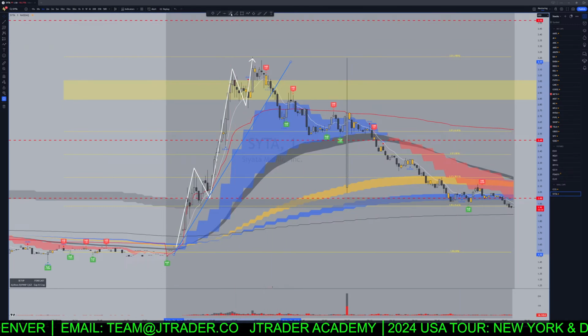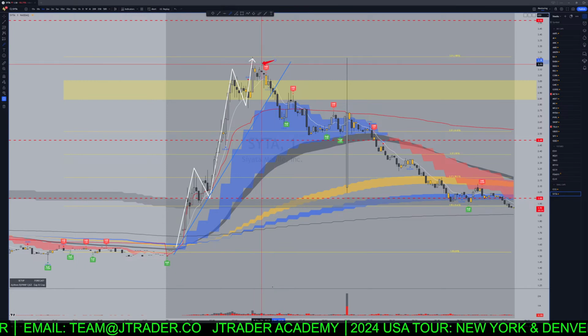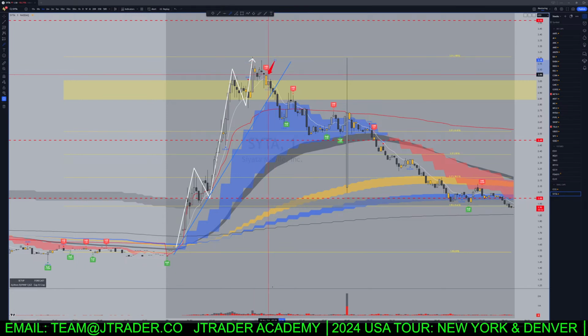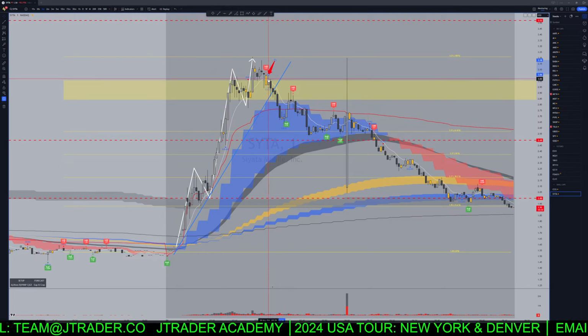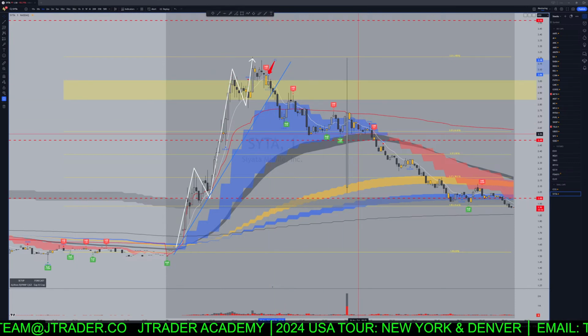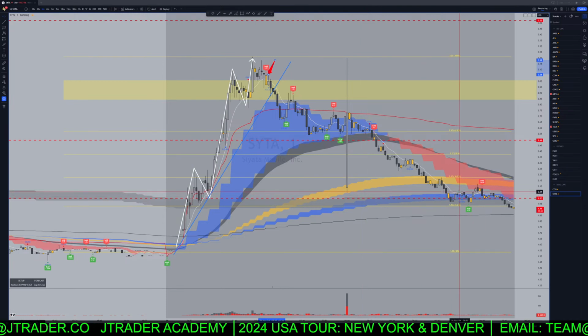But what I like also is the fact that once we form this high, then we start forming a lower high, and our system triggered over here a short exactly into this area. So this is where I like to short, into the threes. And we have the first target over here at 2.55, $2. And I said this morning, target is going to be $2.